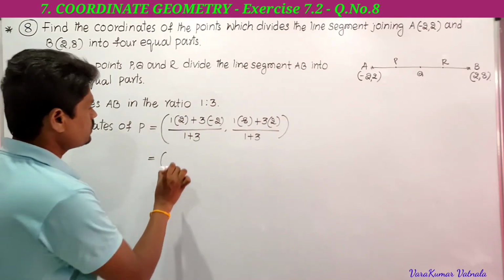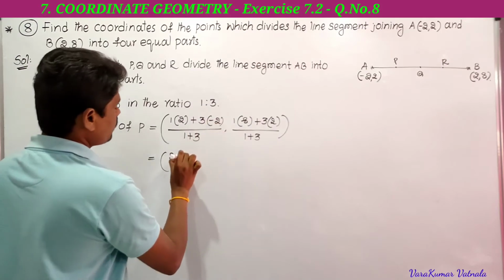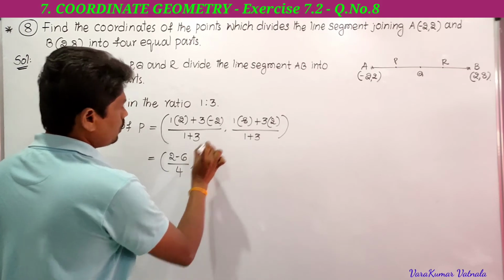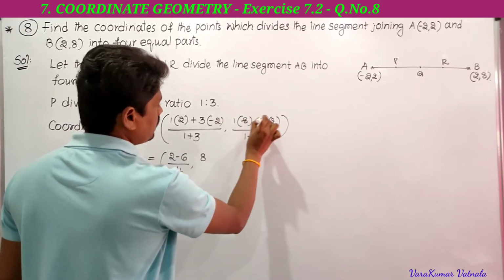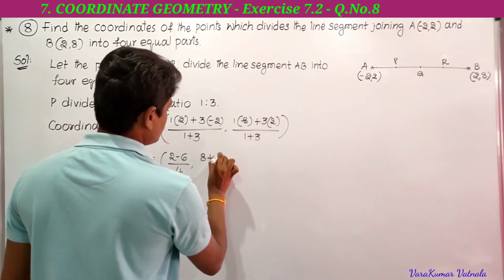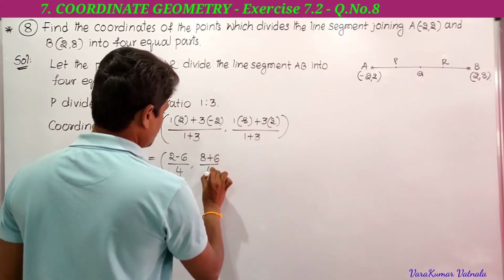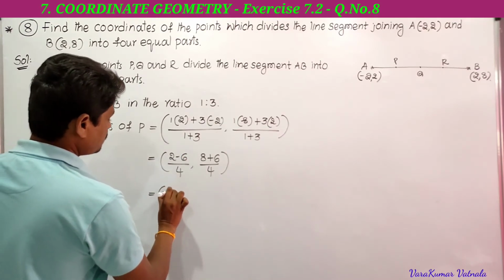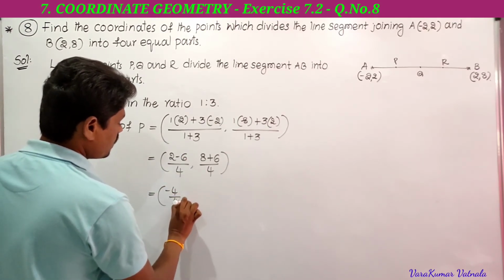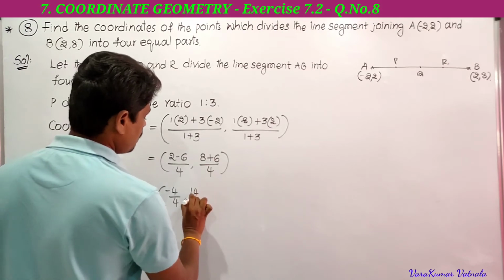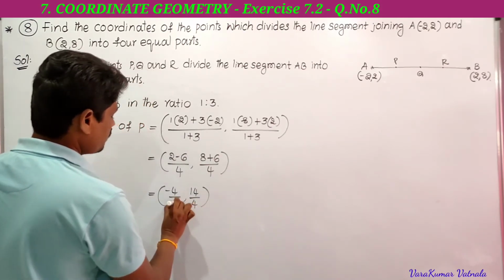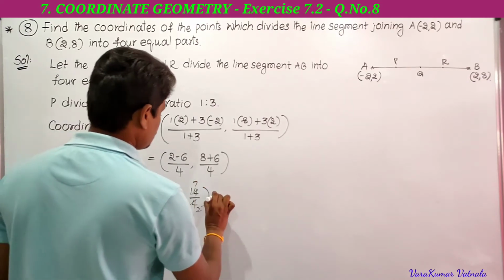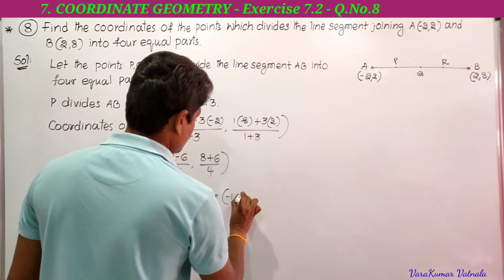1 into 2 is 2, 3 into minus 2 is minus 6, by 1 plus 3 is 4. So 1 into 8 is 8 plus 3 into 2 is 6, by 1 plus 3 is 4 again. See here, 2 minus 6 is minus 4 by 4, comma, 8 plus 6 is 14 by 4. So cancel by 4 ones and 4 ones, 2 twos and 2 sevens, we get minus 1 comma 7.